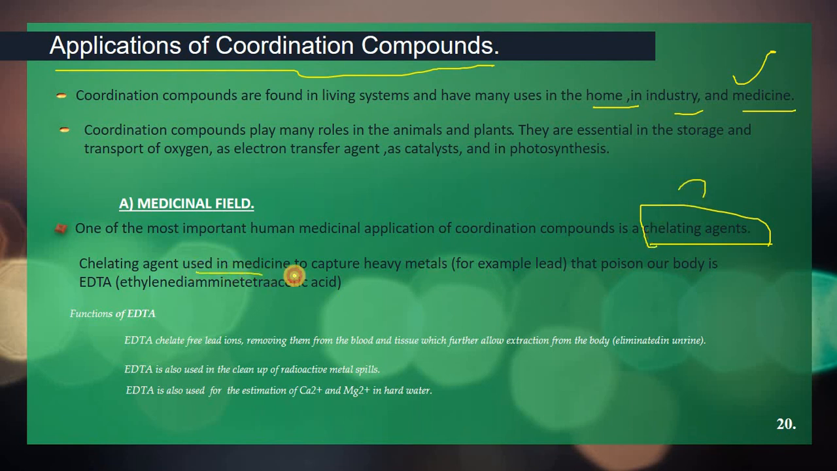This chelating agent is used in medicine to capture heavy metals, for example, lead, that poison our body. It's EDTA. The chelating agent is ethylenediaminetetraacetic acid. It captures heavy metals, because we know lead, which is a metal, is detrimental to our body. So this function of EDTA chelates the free lead ion, removing them from the blood and tissue, which further allows extraction from the body.